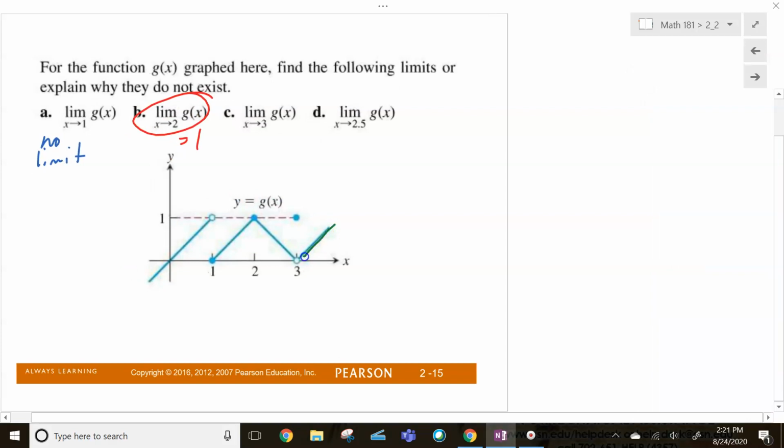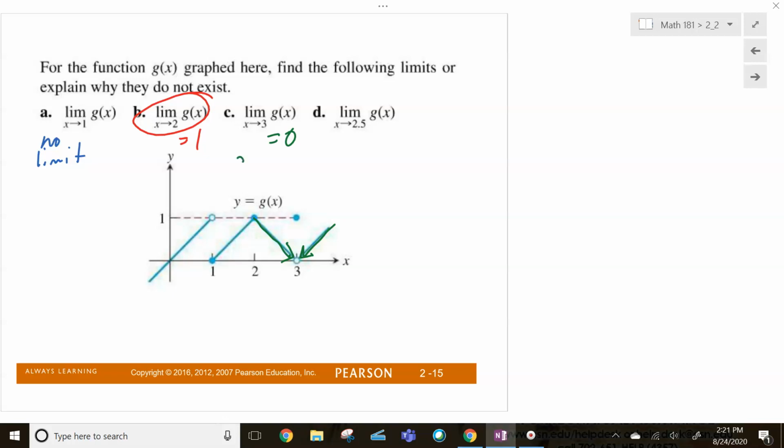Let me approach 3 from the right. Let me approach 3 from the left. Do they agree? Are they going to the same y value? You bet. That y value is 0. That limit is 0.